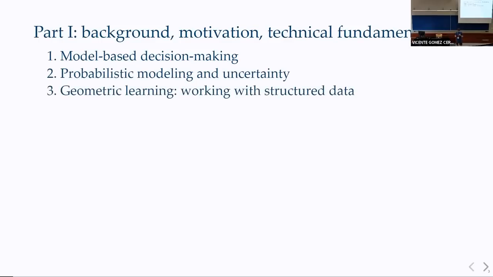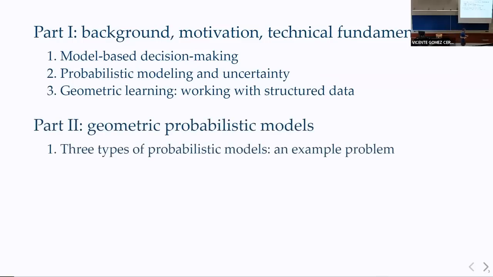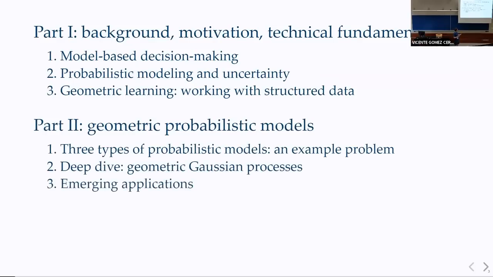Then we're going to talk a little bit about geometric learning, and in particular, learning on structured data, stuff like graphs, manifolds, these kinds of ideas. After that, I will switch to Slava, and he will give the second part of the tutorial, which will be on various types of geometric probabilistic models, which is the main subject of the tutorial, chiefly Gaussian processes, but also other things like Bayesian neural networks, ensembles, ideas of this kind. This is going to include discussion on software and some applications as well.